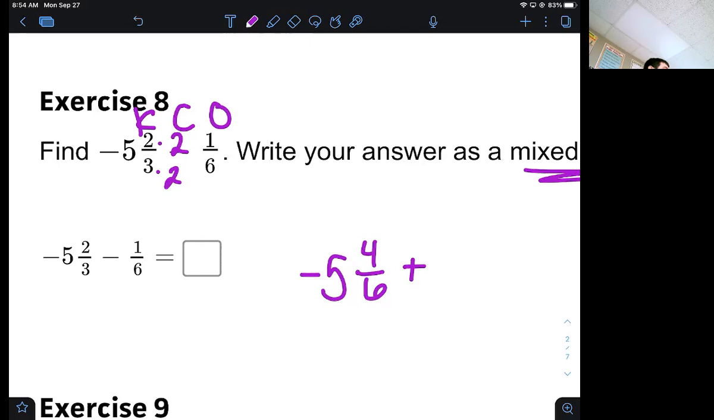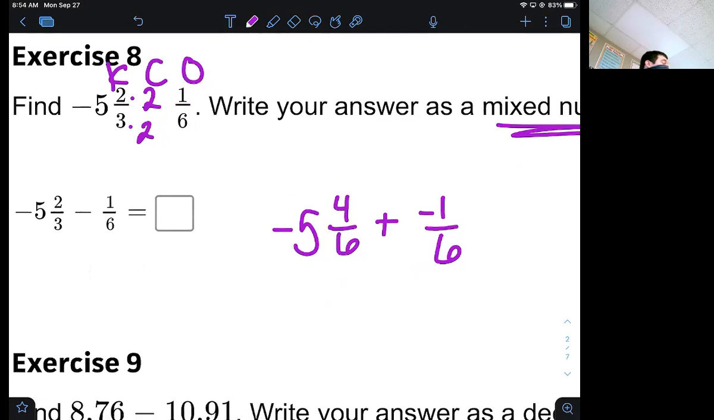What is the opposite of 1/6? -1/6. Yeah, don't flip it. This is not a division problem. Am I going to join forces or go to war? Join, they're both negative. We're going to join forces.